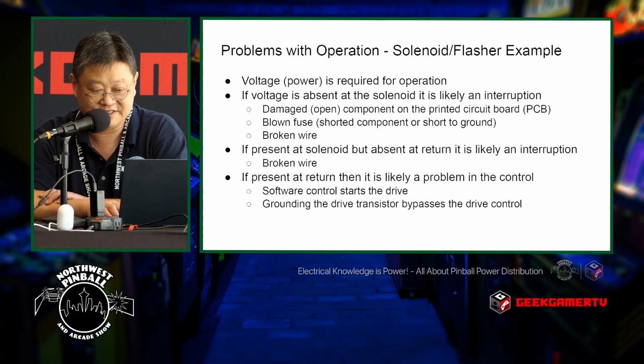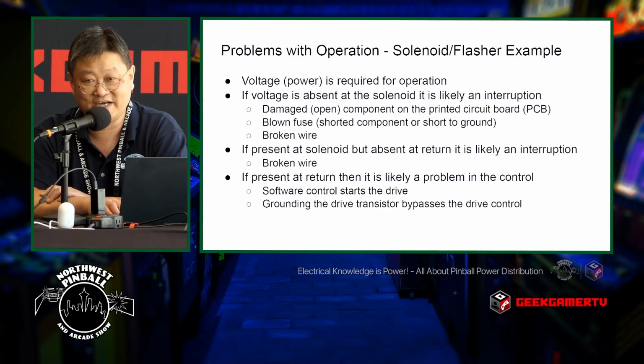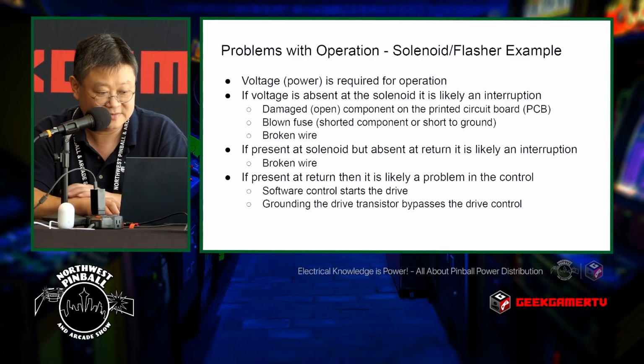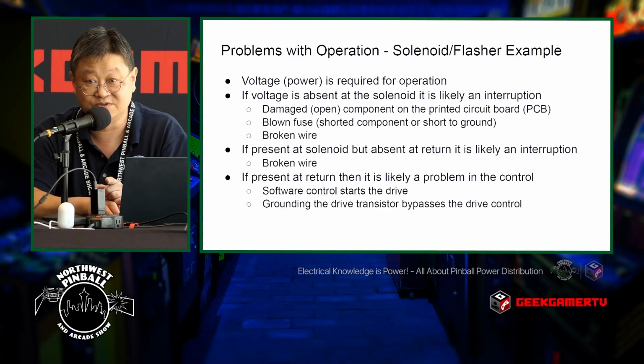If the voltage is present at the solenoid, but it's not present at the return, then it's likely to be an interruption in the return wire. That's pretty much it. If the voltage is present at the return, at the solenoid and at the return, then it's likely to be a problem with the actual software control. You can test that by grounding the tab of the TIP 102. The key to understand here is that software does that grounding. When you ground it with an alligator clip, you are bypassing software, and you are proving that the problem is in the software, not the hardware.